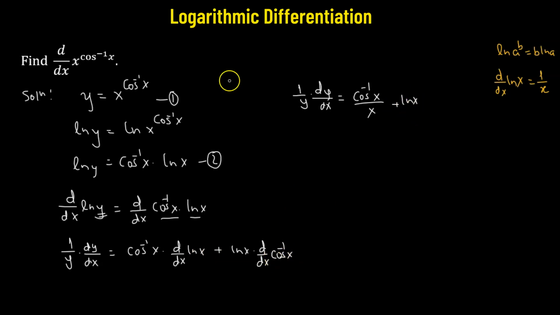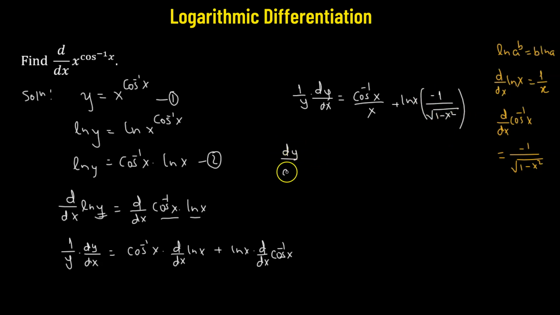Now we have to find the derivative of the inverse cosine function, but that's a standard formula. Let me note it down here. The derivative with respect to x of the inverse cosine function is given by -1 divided by the square root of 1 minus x squared. So here log of x gets multiplied by -1 divided by the square root of 1 minus x squared. This finally gives us the derivative of y with respect to x equals, so we are going to multiply throughout with y, y multiplied by cosine inverse of x divided by x minus natural log of x divided by the square root of 1 minus x squared.